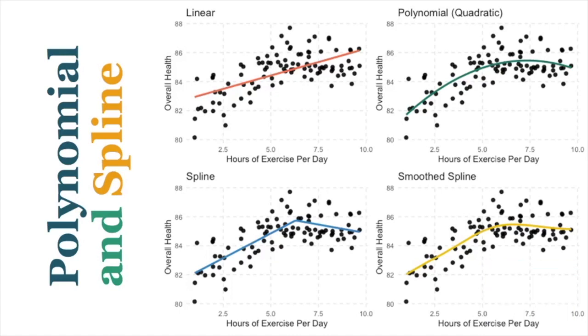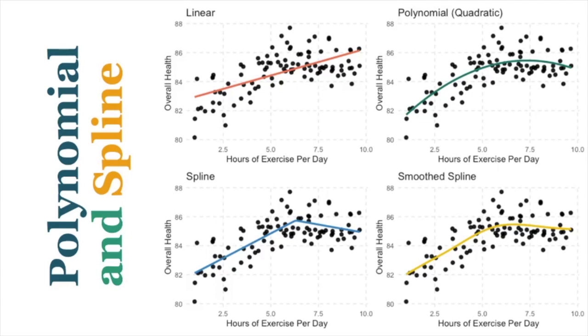In this case, we have both polynomial and spline shown, and a smooth spline, which we'll talk about in a moment. And we have just a regular linear regression shown. What we have here is the hours of exercise per day and its relationship with overall health. Now, this is totally fictitious data, but theoretically, I think we could argue that if someone's exercising a good amount of hours, it's helping their health up to a point.